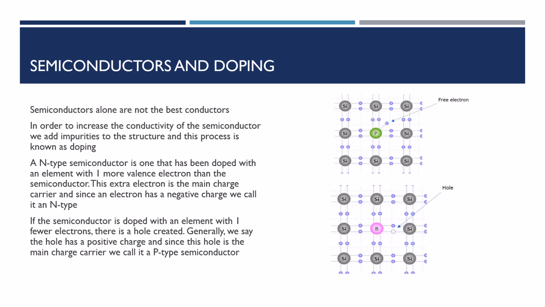Since this electron has a negative charge, we would call this type of semiconductor an N-type. If, however, we chose boron, which has one fewer electron than silicon, we now see that it creates a hole in the structure. Generally, we give this hole a positive charge, and so we call this type of semiconductor a p-type.